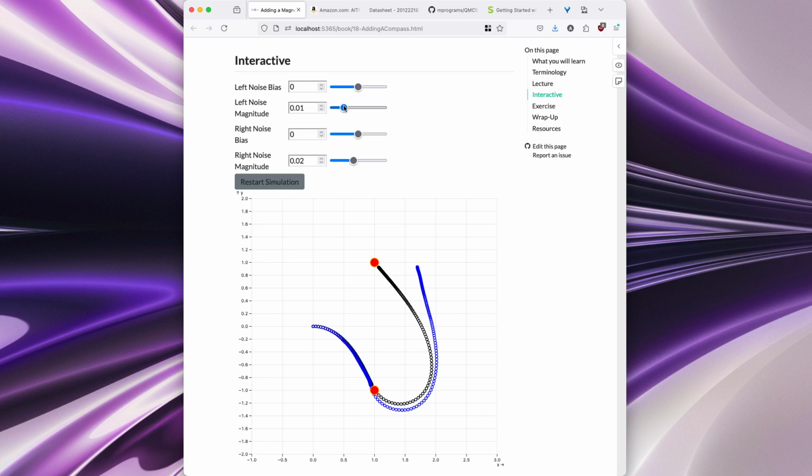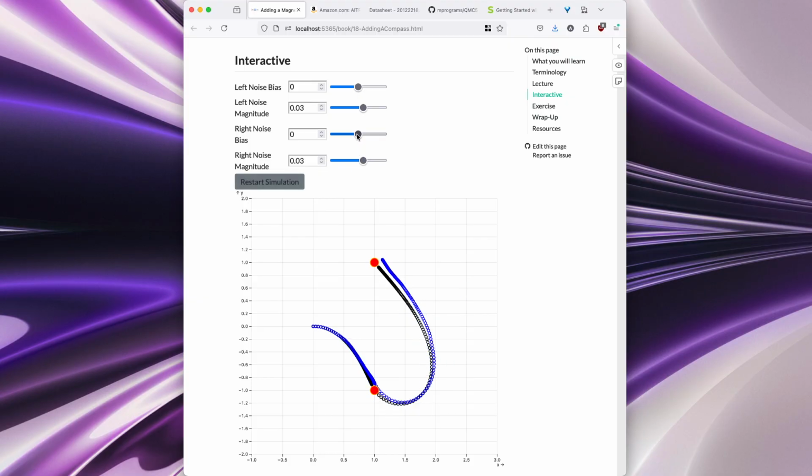If I increase the noise, for the most part, it's still following that same path, but it ends up in a larger range of possible final locations. I could increase it even more, and again, you see the same sort of effect. For the most part, it's still on track.